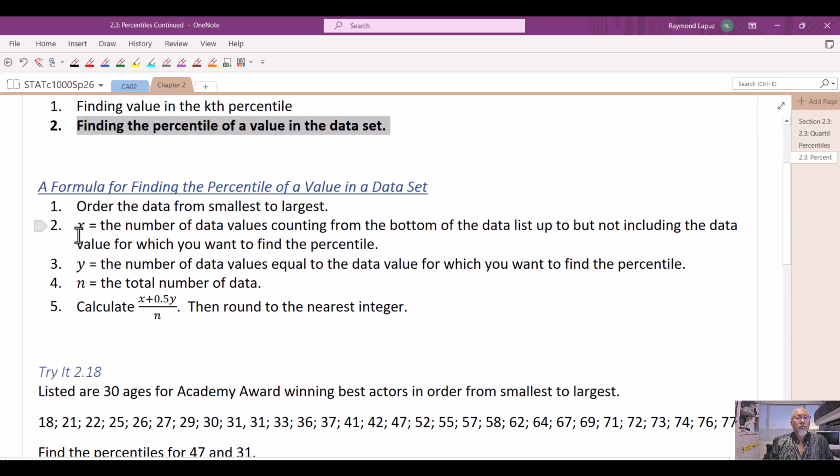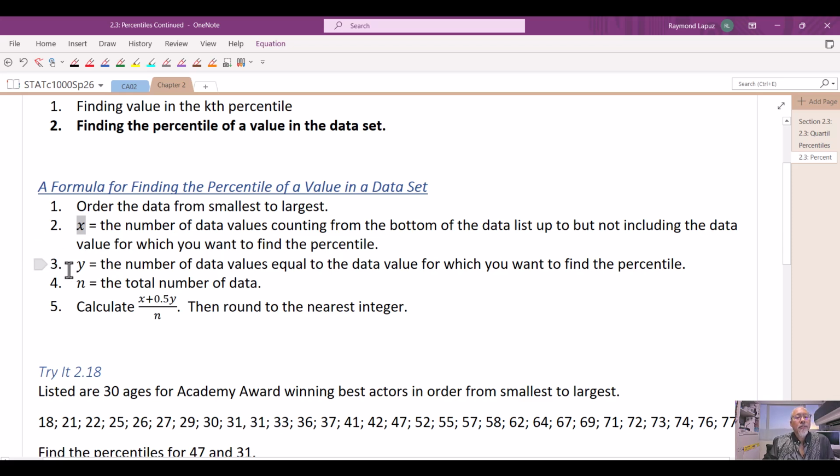So we'll do the same formula. Well, it's not the same formula, it's a different formula. We're going to look for the number of data values counting from the bottom, but not including that data. So this is almost like I, but it's not quite I, so they called it something different. And x is not really a good variable for this, but let's go with that.